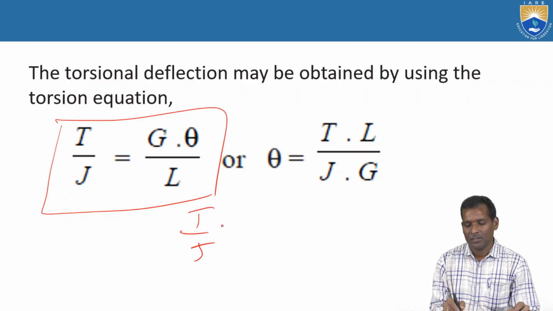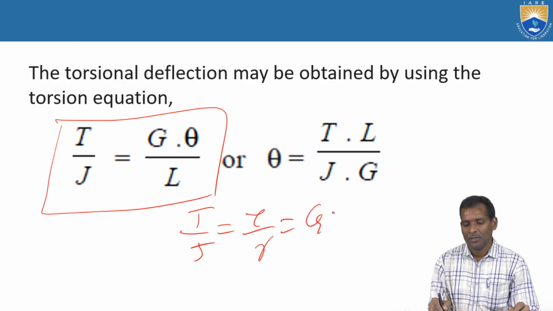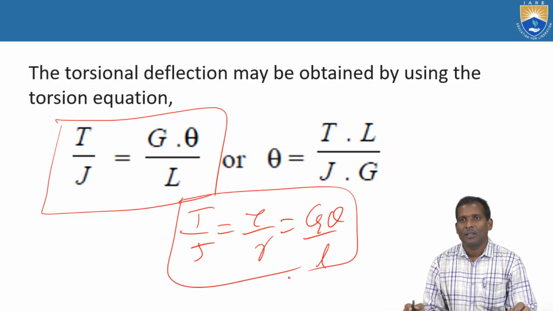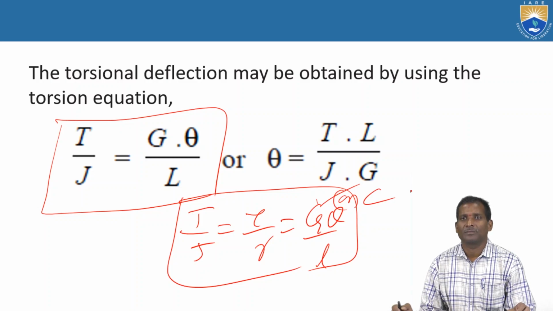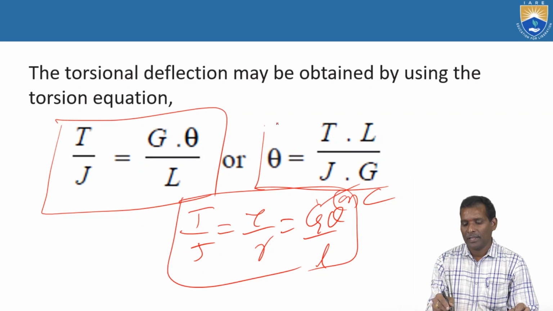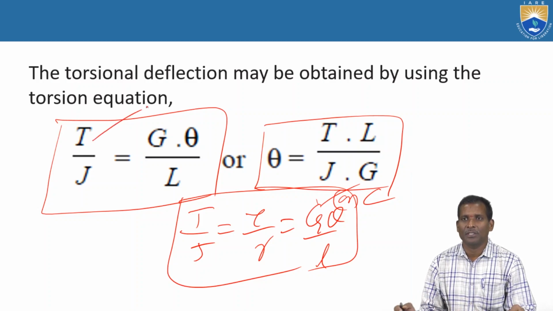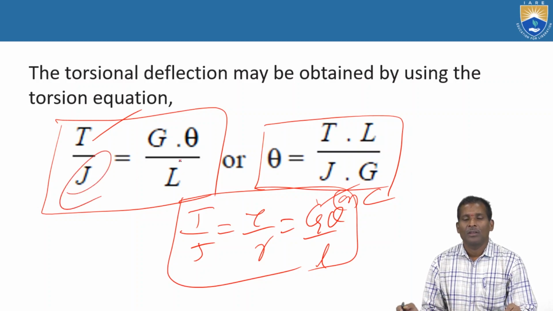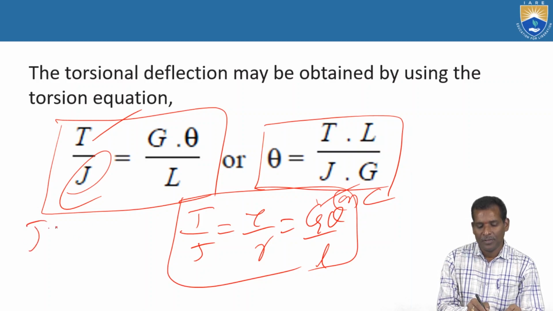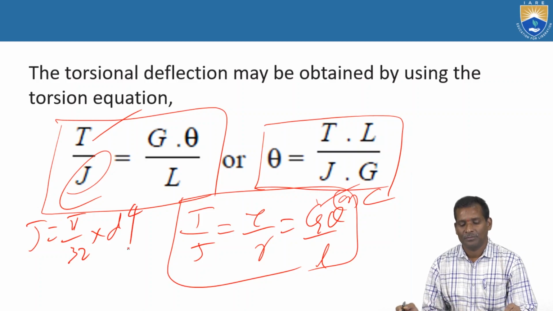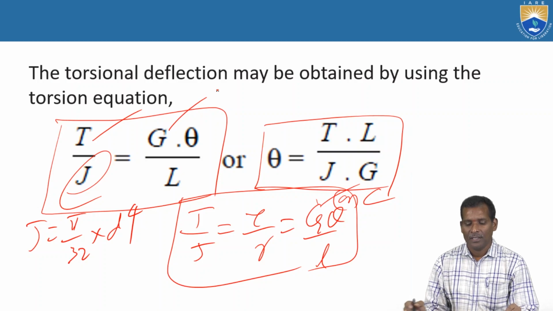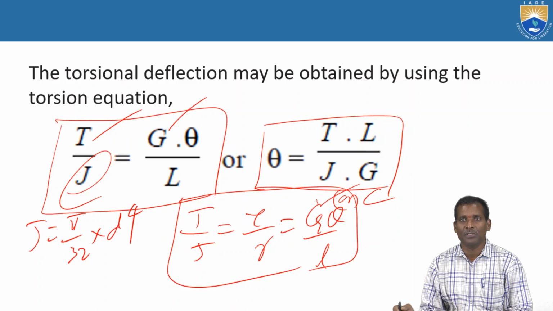The torsion equation is T by J is equal to tau by R is equal to G theta by L. This G is the torsional rigidity or modulus of rigidity, G or C. It depends upon the material. So by using this equation, find out the angle of twist: theta is equal to T by J multiplied by L by G. T is the twisting moment or torsion, and J is the polar moment of inertia, which you already know is pi by 32 into d to the power 4. L is the length, G is the modulus of rigidity, and theta is the angle of twist. So calculate the angle of twist by using this equation.